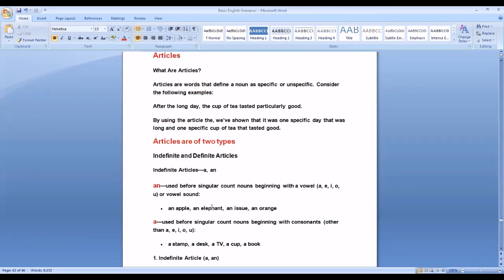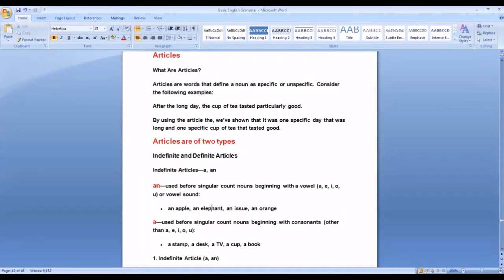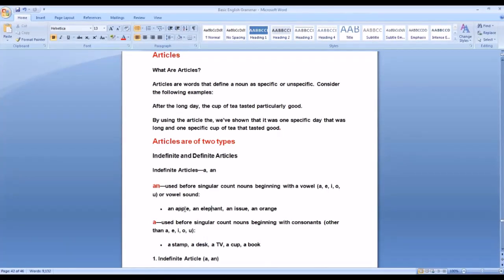We use an with the nouns that start with a vowel sound, not with the vowel exactly, because there are certain words which start with vowel, but they do not have the vowel sound, so we don't use an with them. Okay. Examples are an apple, an elephant, an issue, an orange.